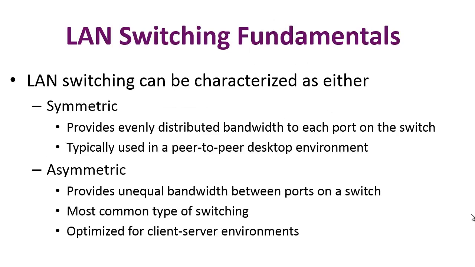Now, LAN switching can be characterized as either symmetric or asymmetric. Symmetric switching provides evenly distributed bandwidth to each port on the switch. And this is typically used in a peer-to-peer desktop environment. Where you see asymmetric switching is when we're talking about endpoints communicating with bandwidth-intensive services such as servers. So this provides unequal bandwidth between ports on a switch. And this is actually the most common type of switching, and it's optimized for client-server environments. You may have a server that demands a 10 gigabit port, where many of your clients obviously don't need that much speed and may only have a 1 gigabit port, or if you have an older switch, a 100 megabit port.